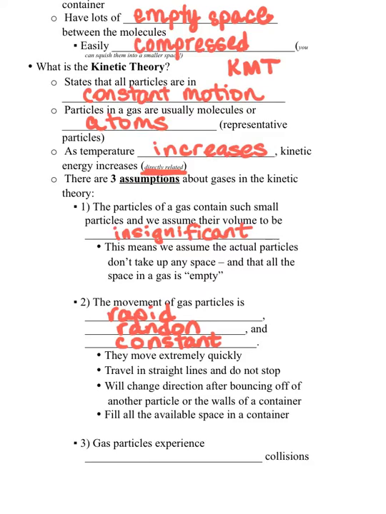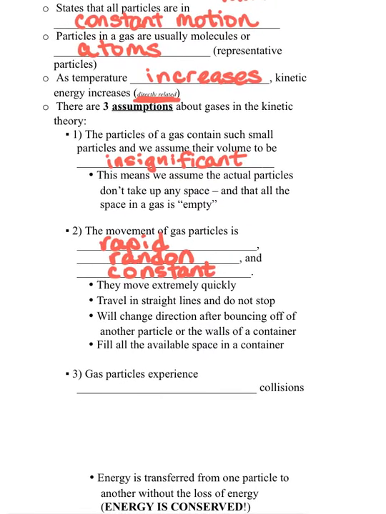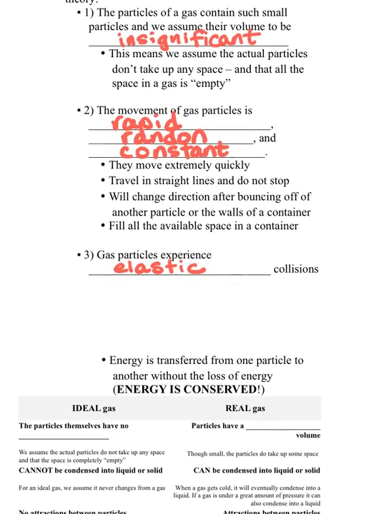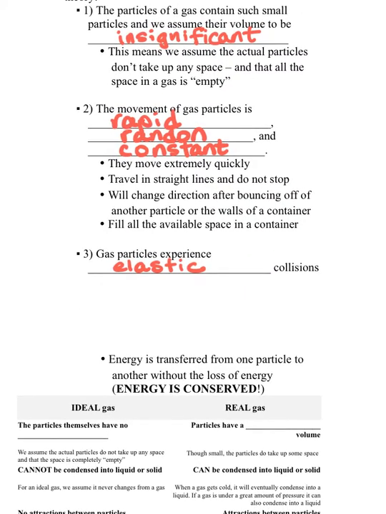Also, gas particles experience what we call elastic collisions. Elastic collisions means that energy is transferred from one particle to another without the loss of energy. That means energy is conserved. That means basically there's no loss to friction.